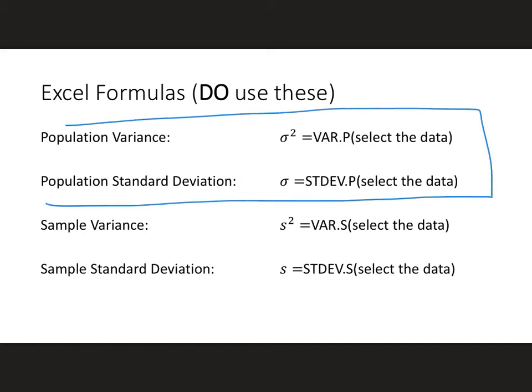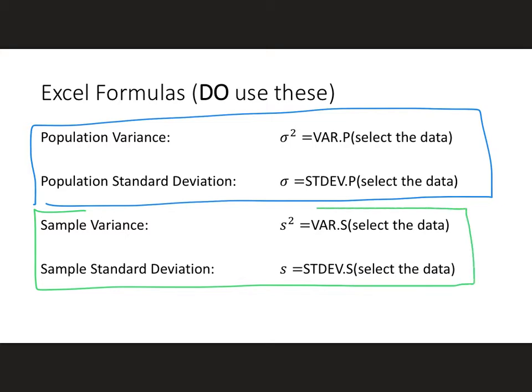So here are our populations. We've got population variance: you're going to use equals VAR.P and then select the data. For population standard deviation, you're going to do equals STDEV.P and select the data. When you are working with your sample, you will use VAR.S and select the data, or for a standard deviation, you'll use STDEV.S and then select the data. So please be careful when you are using these Excel formulas.